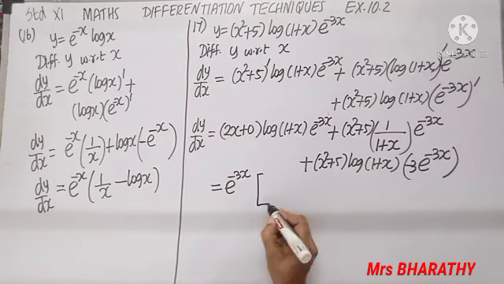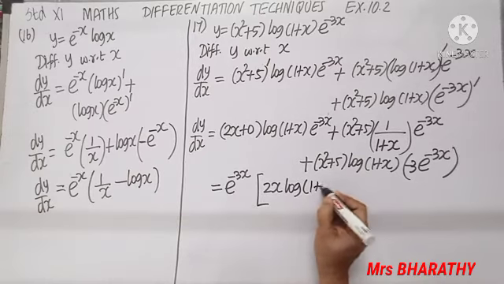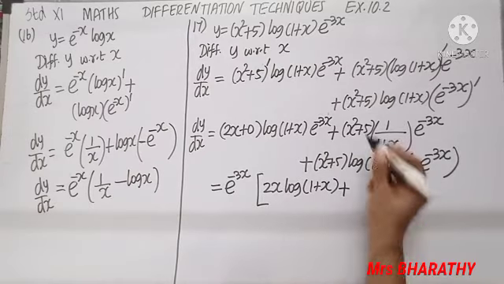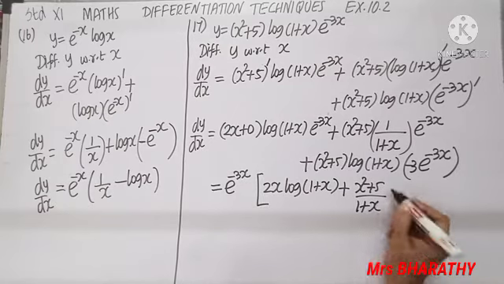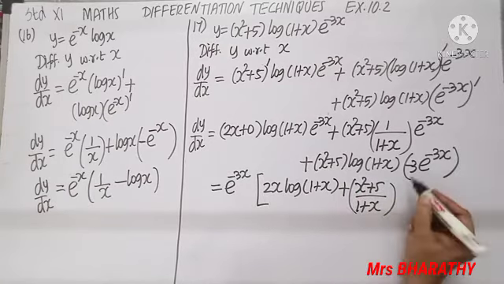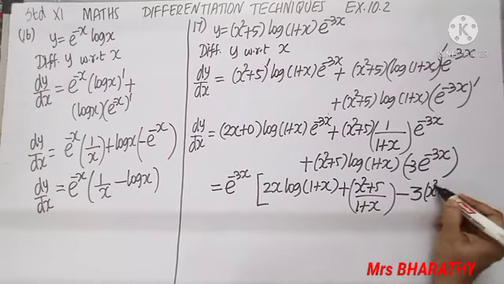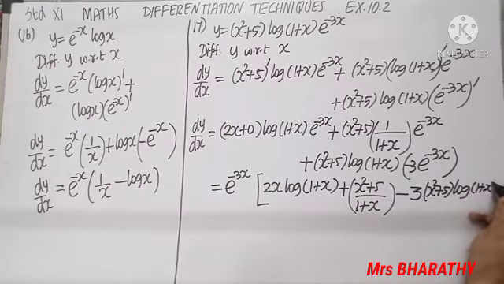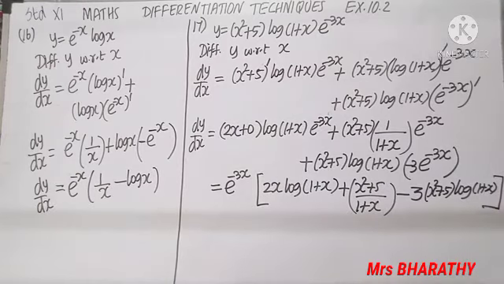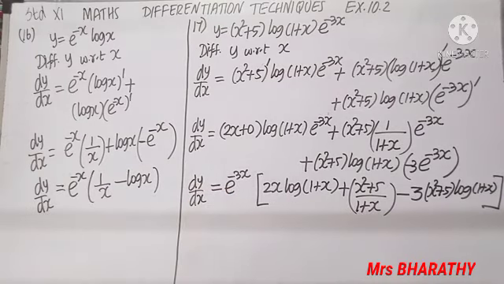We'll keep it out. We get 2x log(1 plus x) plus (x square plus 5) by 1 plus x. Plus into minus minus, there is a number 3, and we are left with (x square plus 5) into log of 1 plus x, and that is the answer for dy/dx.